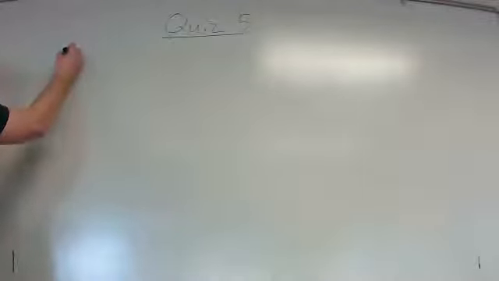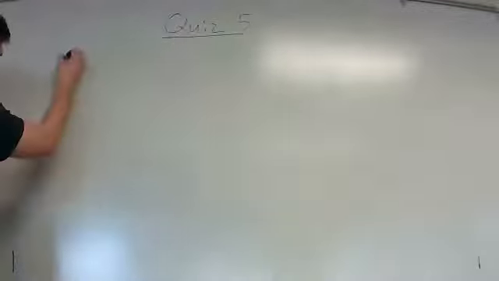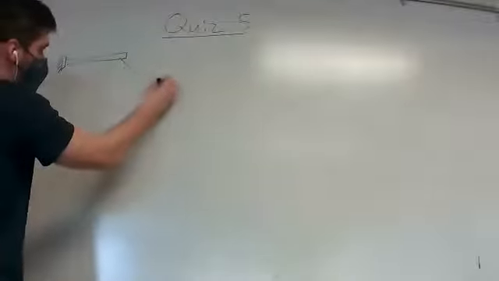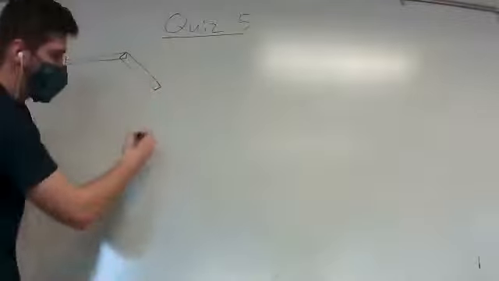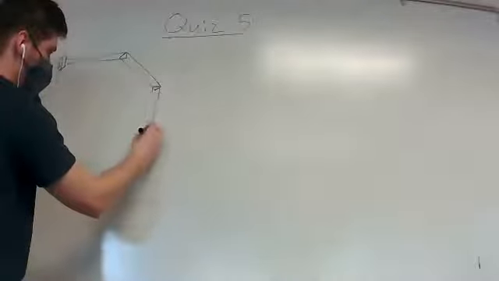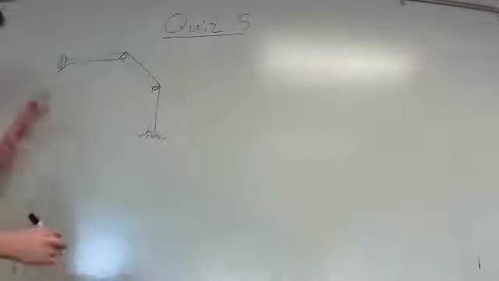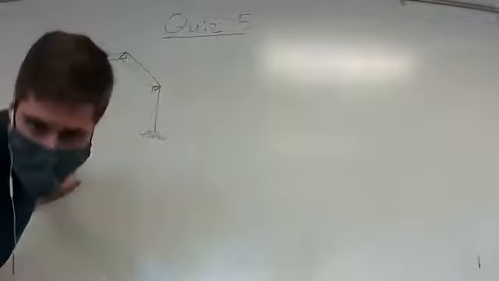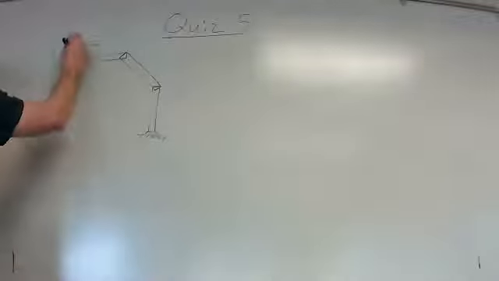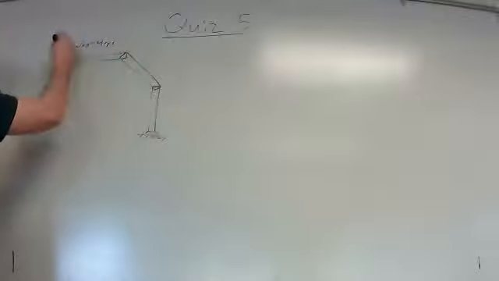We have the initial bar, and bar BC, and bar CD. So we have something that looks like this. And we're given omega AB as 4 radians per second.